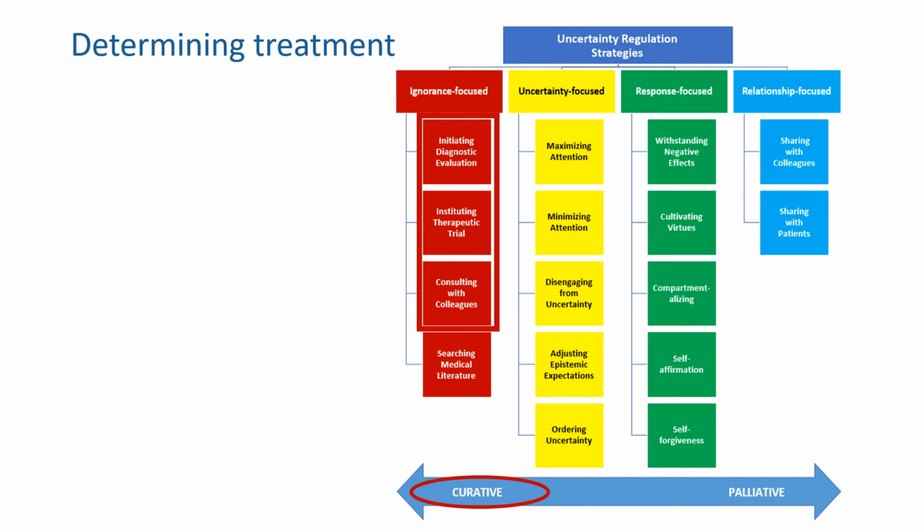Assessing the prognosis and goals of managing uncertainty then allows the appropriate treatments to be determined. For reducible uncertainties where cure is the goal, ignorance-focused strategies are appropriate. These include things like initiating diagnostic evaluation, instituting a therapeutic trial, or consulting with colleagues, for example.